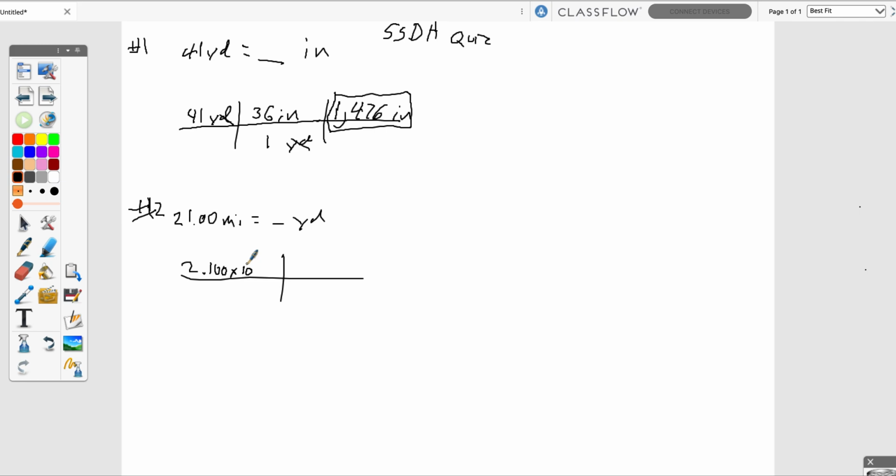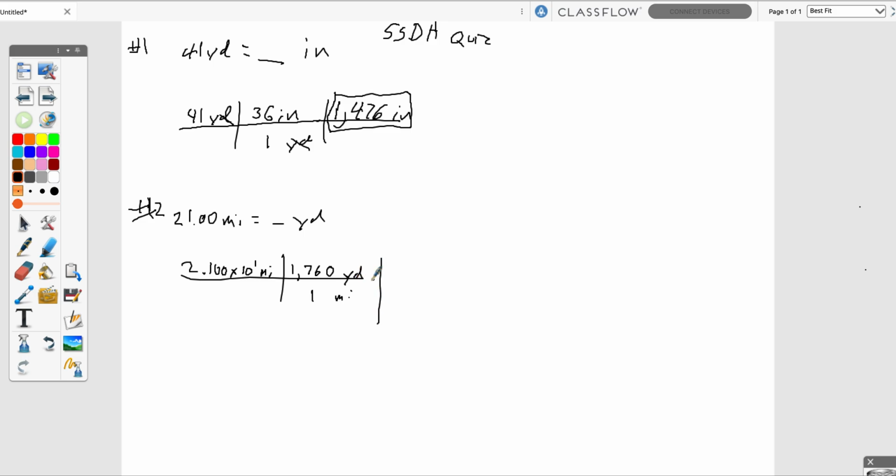So you guys, we're just doing this now because it asked for it at the end of the problem. And this is MI for miles. Okay, so we're going to go 1 mile down here. And then the conversion factor, miles to yards, is going to be 1,760 yards.